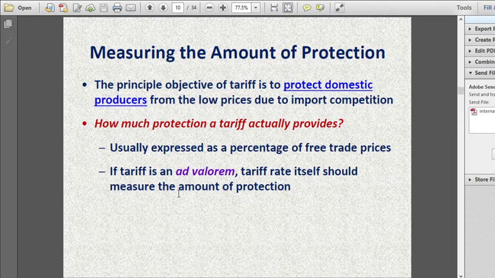For example, kumuha tayo ng product worth 7 million. Ang sabi ng ating law dito sa Pilipinas, kapag tayo ay nag-import, ang babayaran natin for tariff is 30%. So, 30% ng 7 million yung babayaran natin. Proportion lang siya.